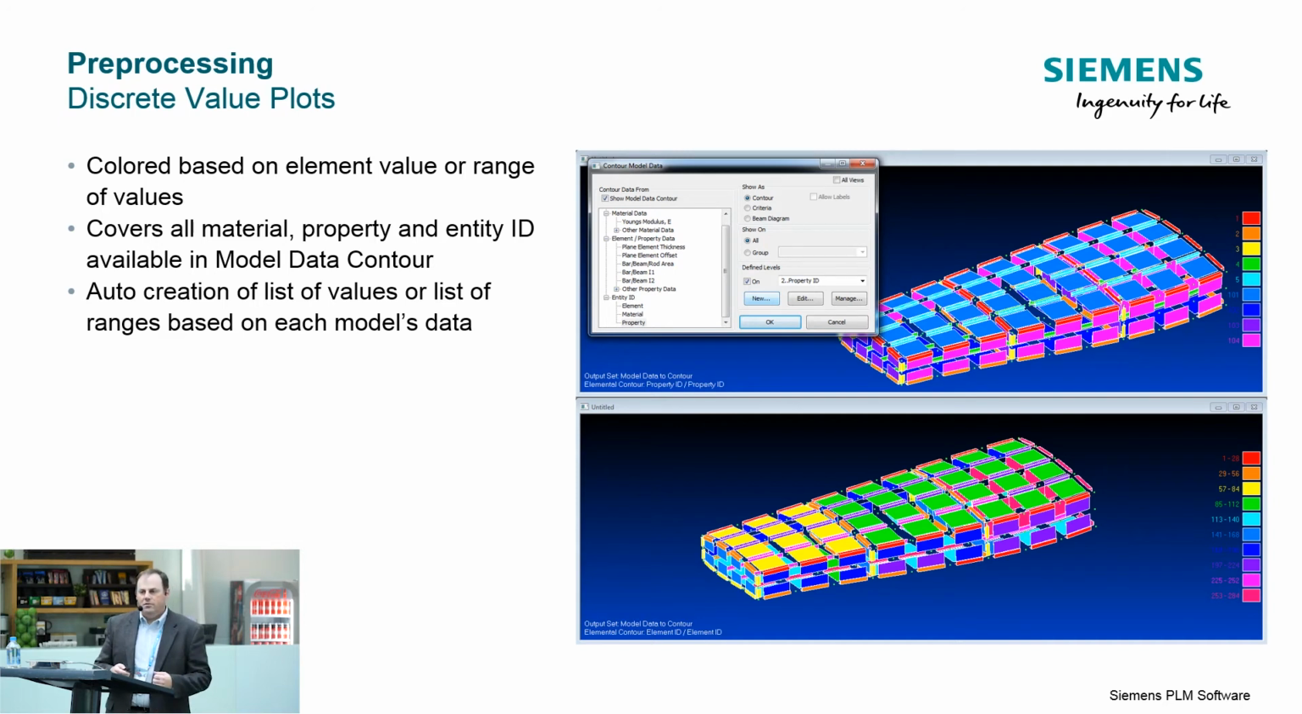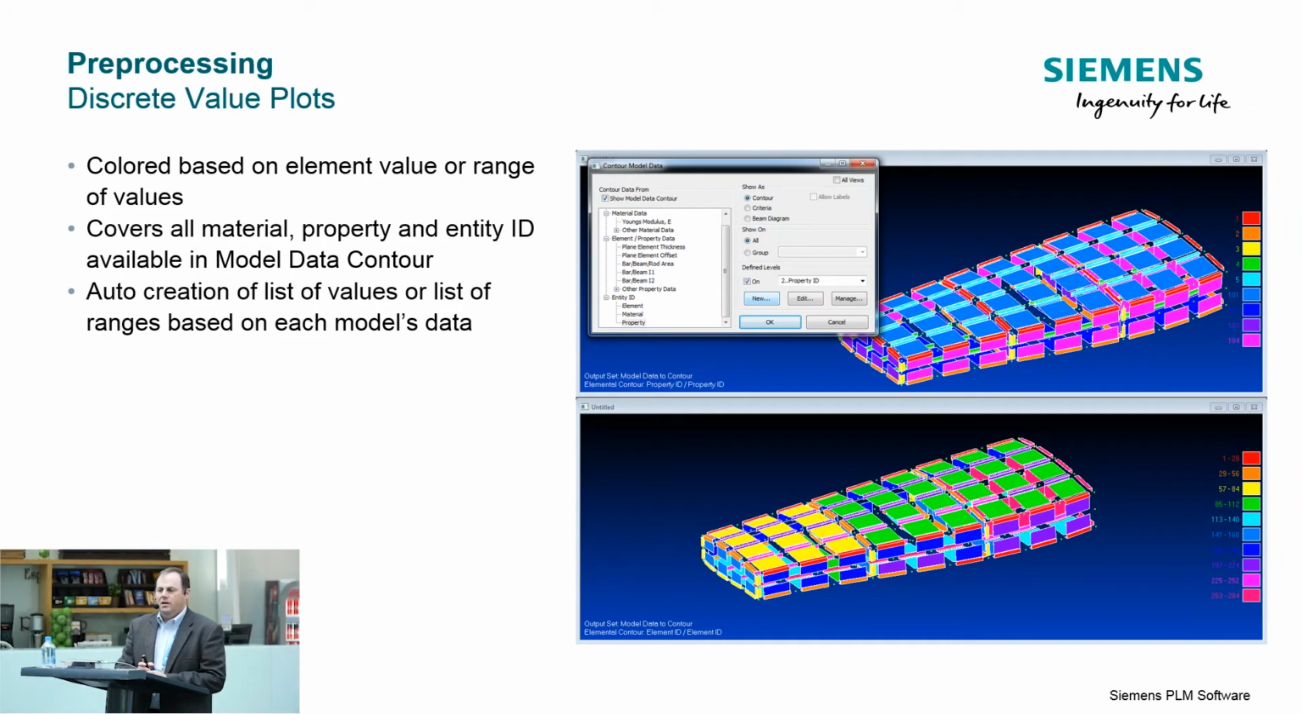We added the idea of creating discrete value plots. Essentially, what you're doing here is assigning a color to either a single value or a range of values. So think of something like plate element thickness.